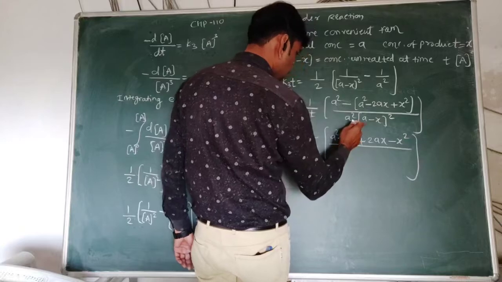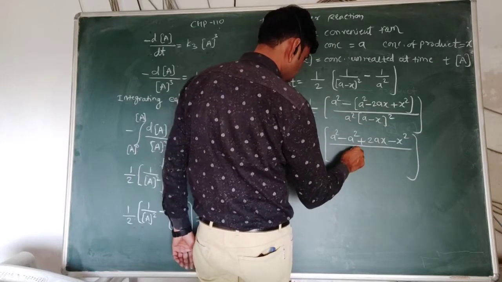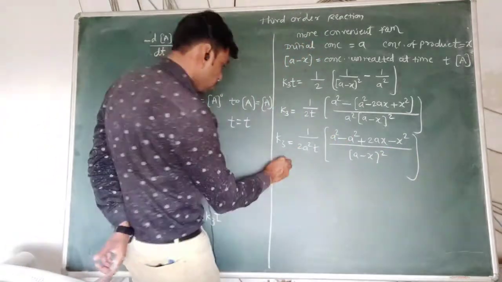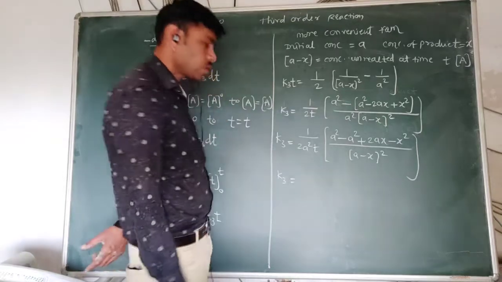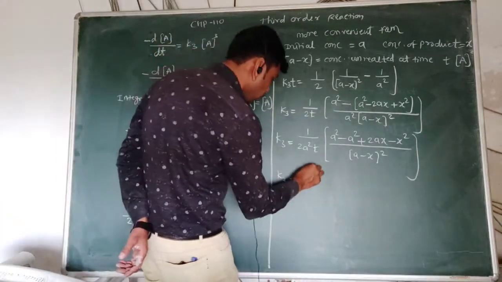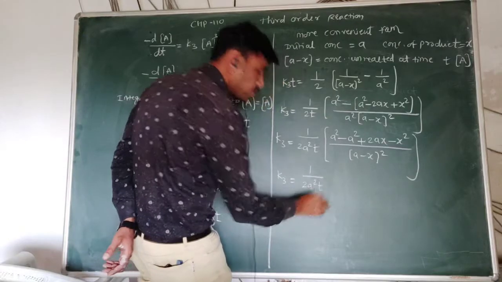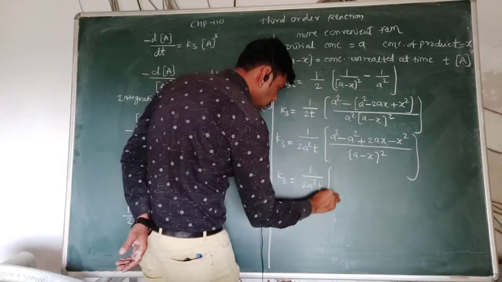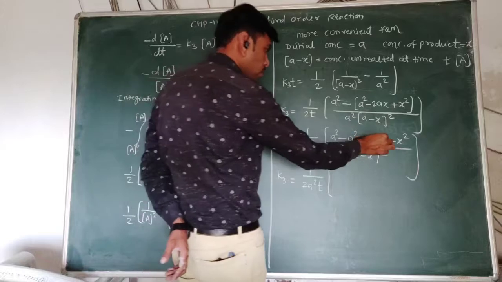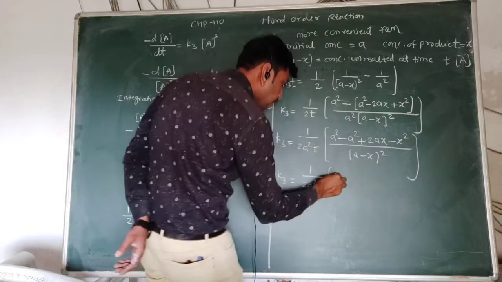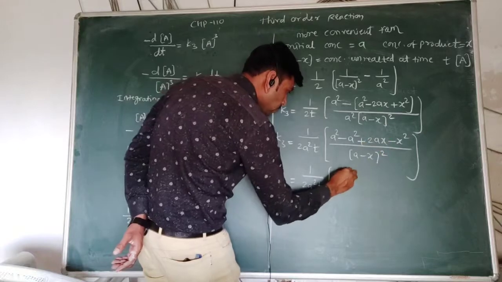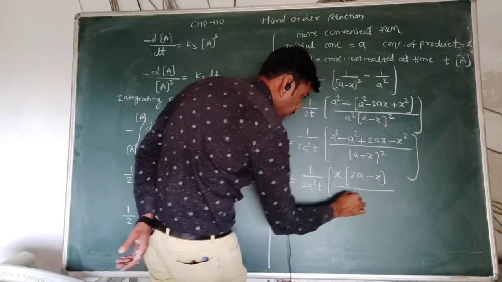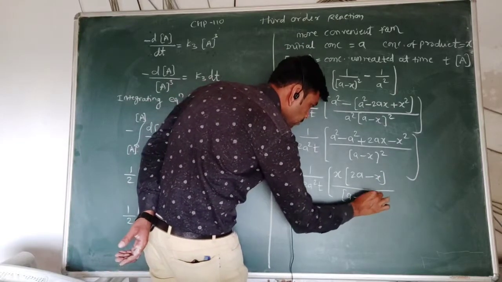divided by this A minus x square, because we have taken A square out of the bracket. So by simplifying again, K3 equals 1 upon 2 A square t, A square minus A square becomes 0, so it is twice ax minus x square, and by taking x common, it gets converted into x into 2a minus x upon a minus x bracket square.